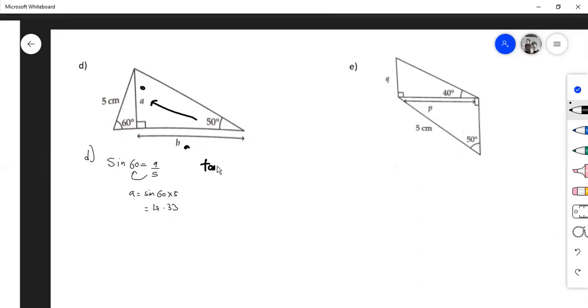So for tangent 50 equals opposite, which is A we already found earlier, 4.33, divided by my B. So to find the B, you do a bit of shifting there. So 4.33 divided by tangent 50, and you can press in your calculator, you should get the answer. 4.33 divided by tangent 50. Okay, so you get 3.63 cm.